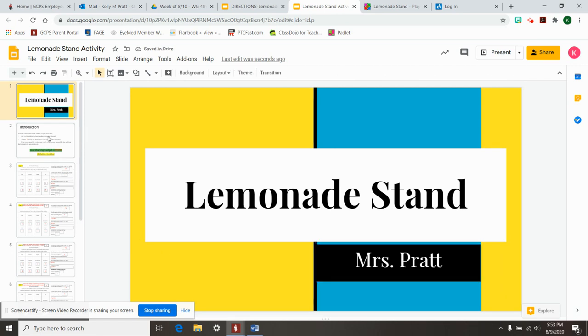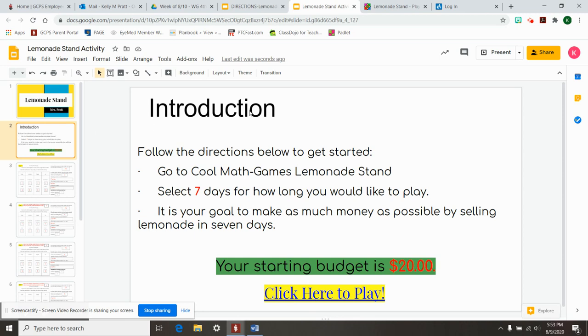Now we're going to go on to the next one by clicking over here. This is the introduction, or kind of like the directions of the game. It says follow the directions below to get started. Go to Cool Math Games Lemonade Stand, which we're going to click down here in just a second. Select 7 days for how long you would like to play, and it is your goal to make as much money as possible by selling lemonade in those 7 days.